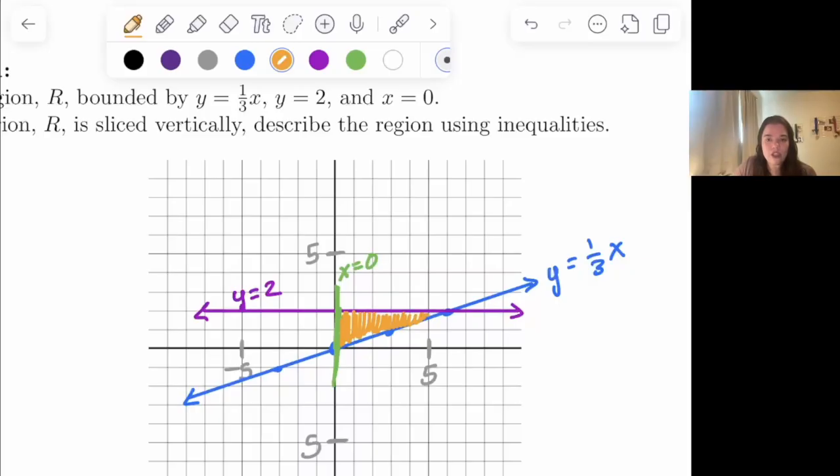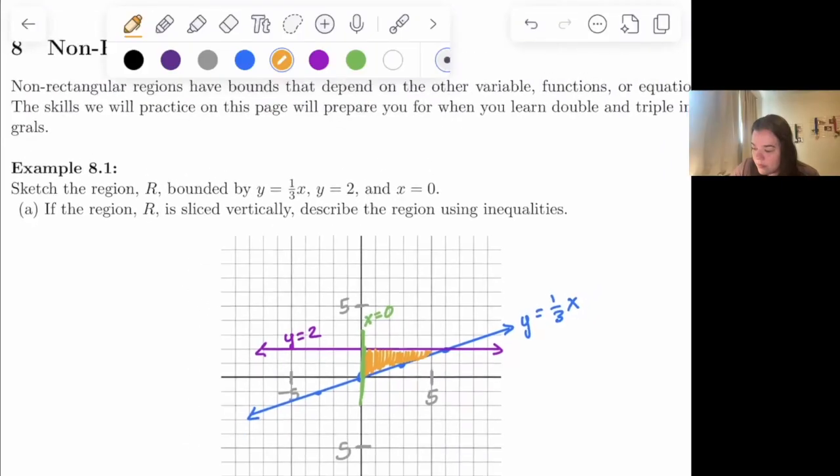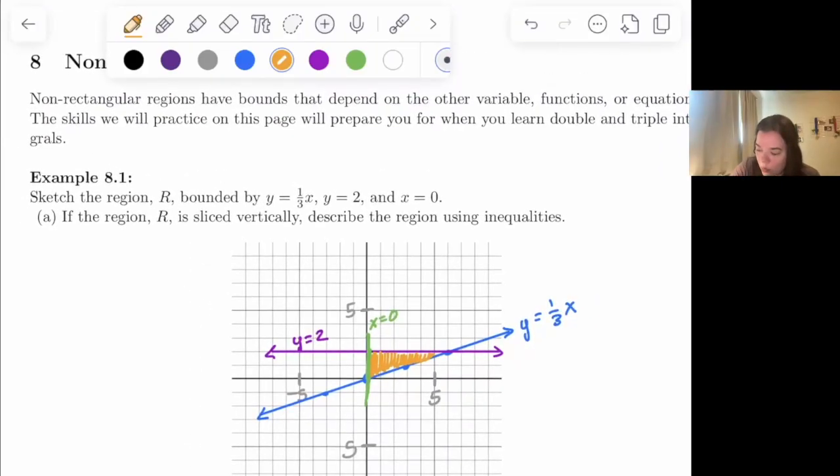So we are focused on just the shaded part of this triangle. Part 1 here kind of said sketch and shade the region R. So this shaded part is what we would refer to as R, bounded by those curves. Now, part A has a new spin for us. If the region R is sliced vertically, describe the region using inequalities.